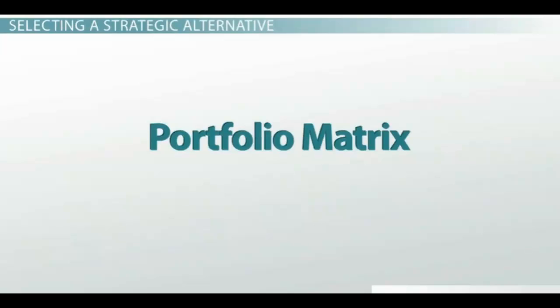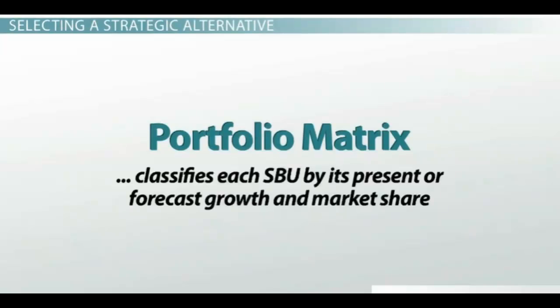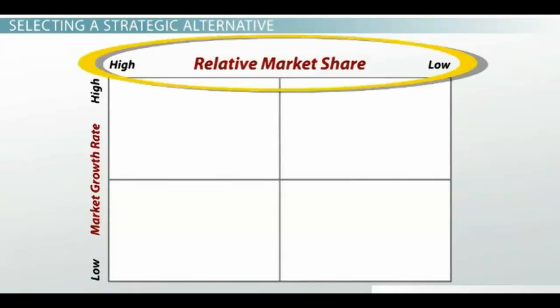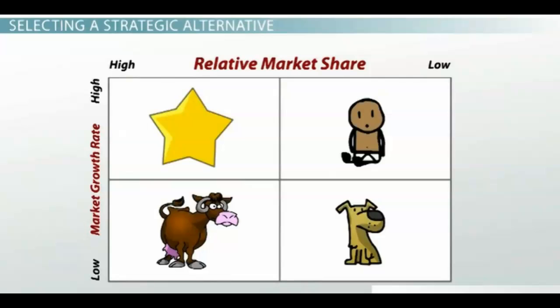SBUs can be categorized in a portfolio matrix, which classifies each SBU by its present or forecast growth and market share. The portfolio matrix is set up with a market share dominance, the share relative to the largest competitor, on the x-axis, and the market growth rate on the y-axis in constant dollars. The portfolio matrix consists of 4 matrix areas: stars, cash cows, problem children, and dogs.